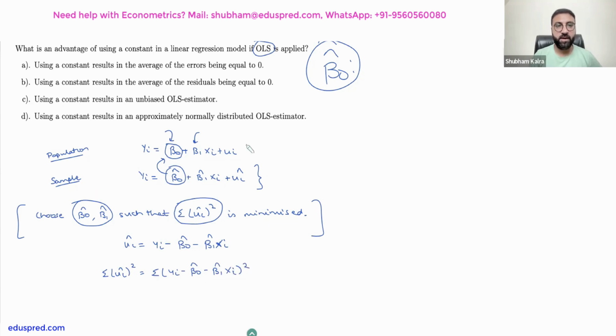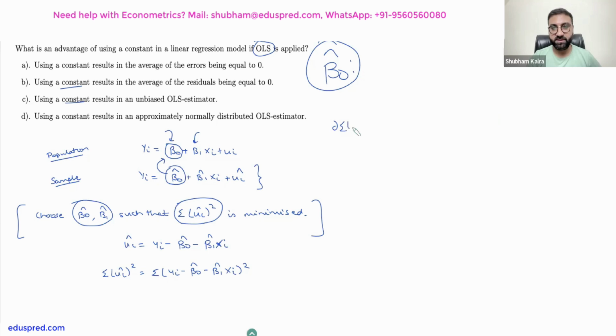Now I'm going to differentiate this with respect to beta 0 hat. And once again, I'm not going to do the differentiation with respect to beta 1 hat because the question is going towards the presence of the constant. So we are going to find the estimator of beta 0, that is beta 0 hat. That's why we are going to see the differentiation with respect to beta 0 hat.